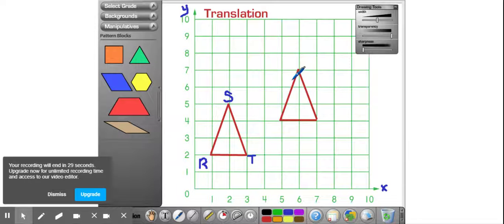So to identify that this shape is the translation, we have to label it the same way that this triangle here is labeled, but it's going to look slightly different because we're going to identify this using prime notation. So this vertex here is S. We're going to label this with an S prime, like this. This indicates prime notation. We're going to do the same thing here with the T and the R.